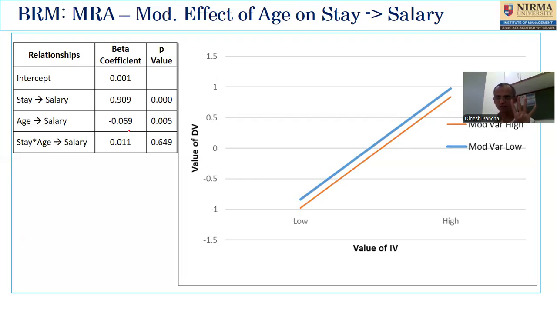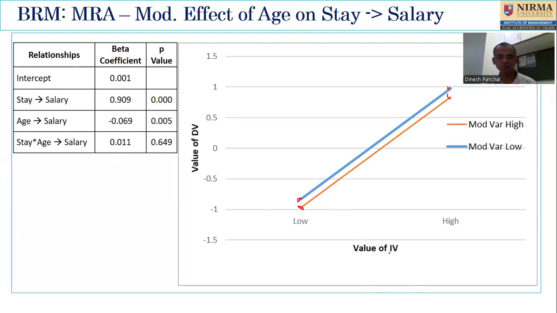So you have 4 scenarios: age +1 and -1, and stay +1 and -1. So 4 combinations. And with those 4 combinations, predict the salary. So you get these 4 data points, 1, 2, 3, and 4, and make a graph between the value of the independent variable and the value of the dependent variable. So when the value of the independent variable increases from low to high, what happens?